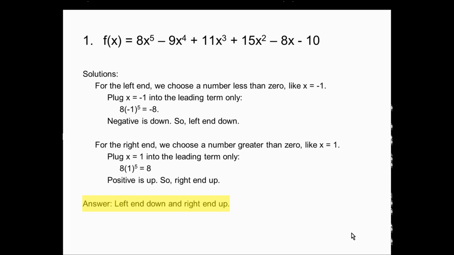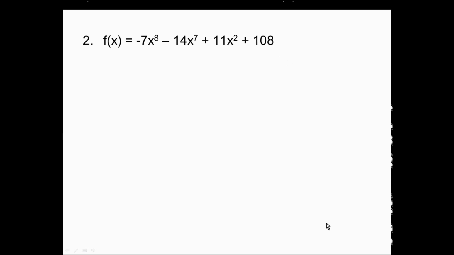This does help you to graph it. That means our graph is starting from the bottom like this and then somehow wiggling and then eventually going up. A polynomial function only crosses the x-axis a finite number of times. Then it leaves it forever. Number 2, I've got f of x equals negative 7x to the 8th minus 14x to the 7th plus 11x squared plus 108.